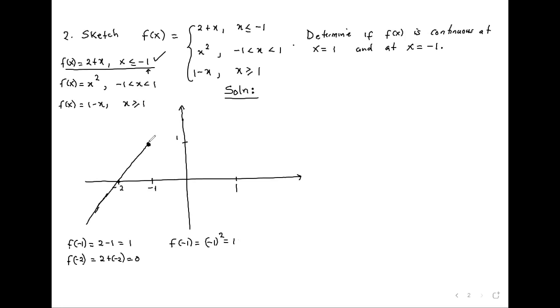Then we also have 0 to be part of this interval. Since 0 is bigger than -1 and less than 1, we use it. 0 squared will give us 0. So we have a point here. And then 1 squared is equal to 1. So we have an open point there because 1 is not included and no other value has closed that point. So now we'll sketch in this way.